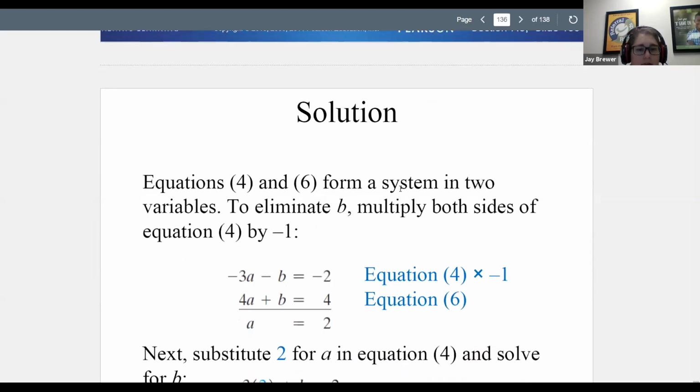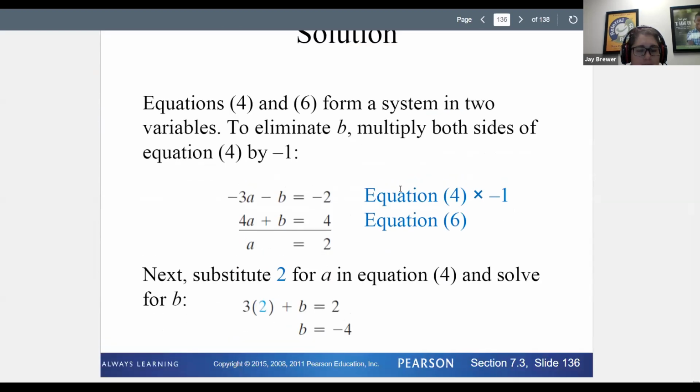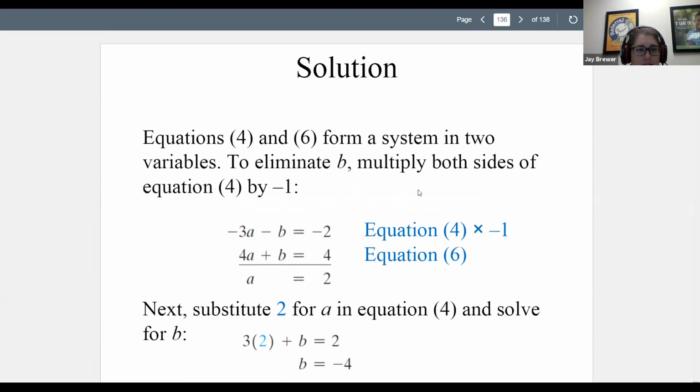Now, why do you think they chose to do that? What does that allow us to do a little bit more easily than before? What do you notice about your b's? They both, very good, go ahead. I was going to say they cancel out. They are going to cancel out because we're going to multiply everything by a -1, and they have a coefficient of 1. If we wouldn't have done that, this b right here would have still been a 2b.